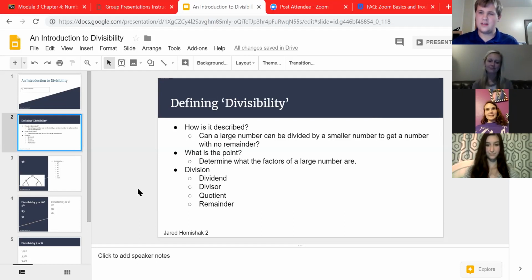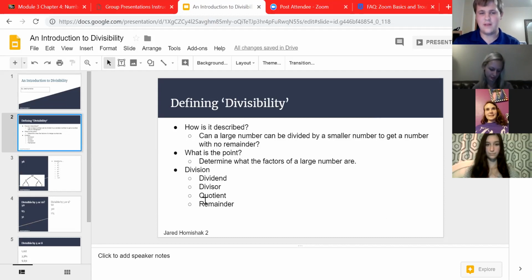You start off with a dividend, a larger number, such as 29, 53. And then you have a divisor, which is the number you are dividing by. This can be 2, 5, or 10. It is typically smaller than the dividend. The quotient is the answer that you get when you divide the dividend by the divisor.